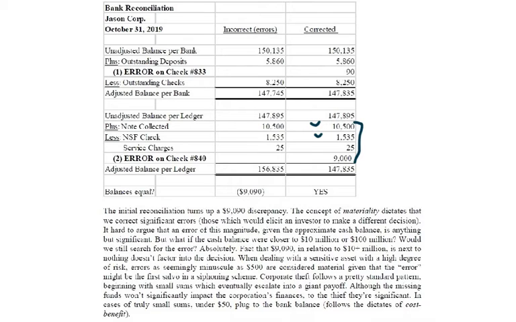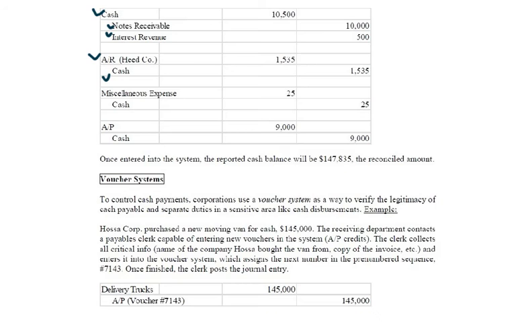Next up, we have our service charges right there. That's just going to be a small amount, so we'll just put that in miscellaneous expense, debit that, credit cash. And the $9,000 that we were off, remember, it was an AP clerk that made a mistake, if you recall from that. So that means we're going to be debiting $9,000 out of accounts payable, crediting cash for the same.